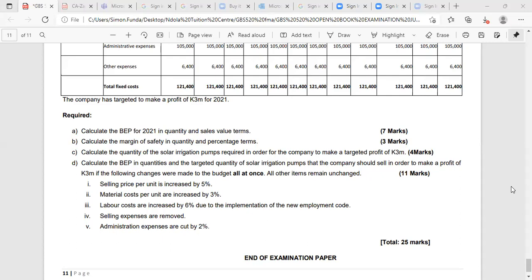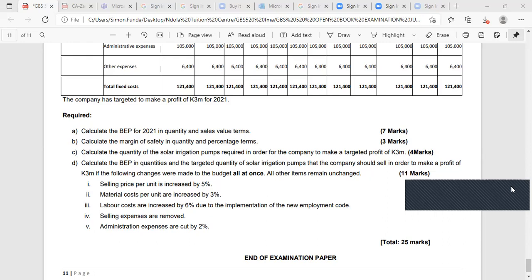So these are the changes. Number one, selling price per unit is increased by 5%. Material costs per unit are increased by 3%. Labor costs are also increased by 6% due to the implementation of the new employment code. Then selling expenses are removed. And the last one, administration expenses are cut by 2%. So these are the changes that we'll be looking at.